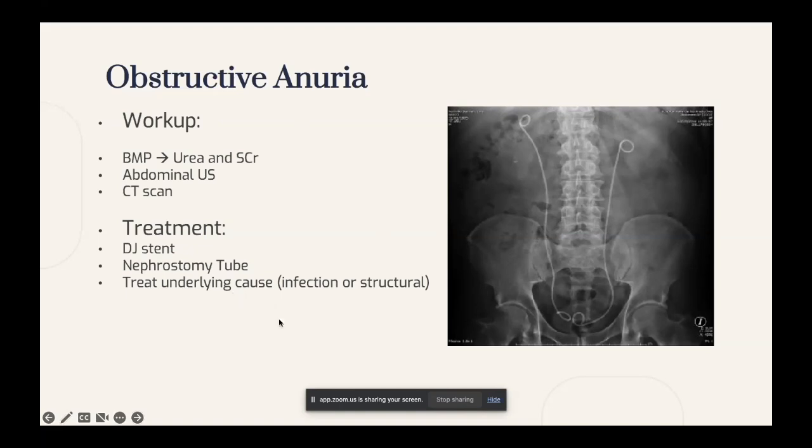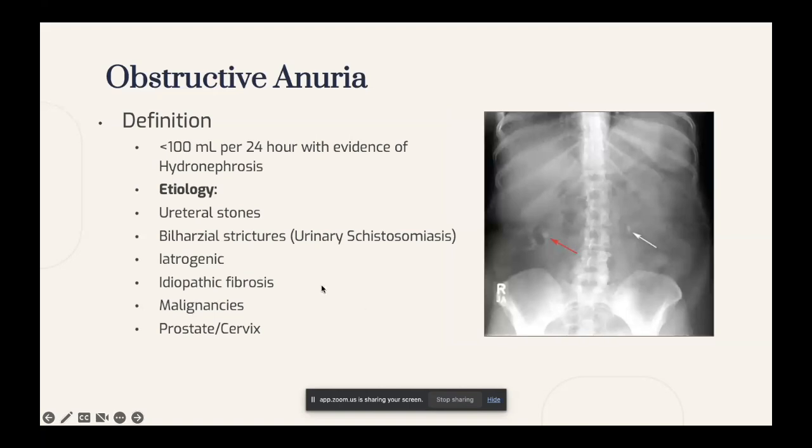And always treat the underlying cause, as obstructive anuria is not primary, it's always secondary to something. So we have either an infection or structural causes, just as we mentioned over here.